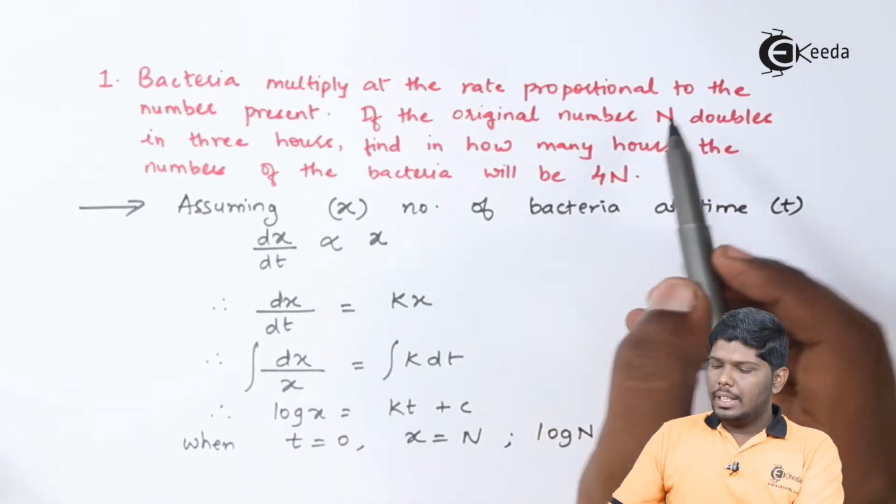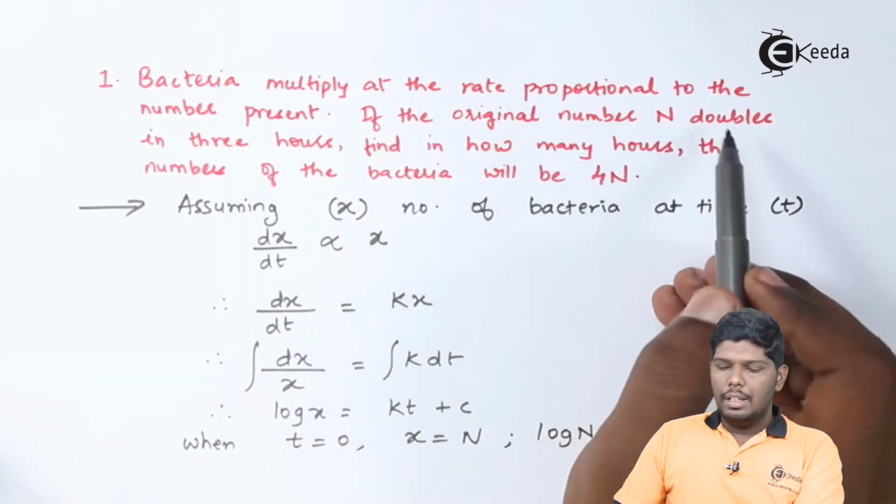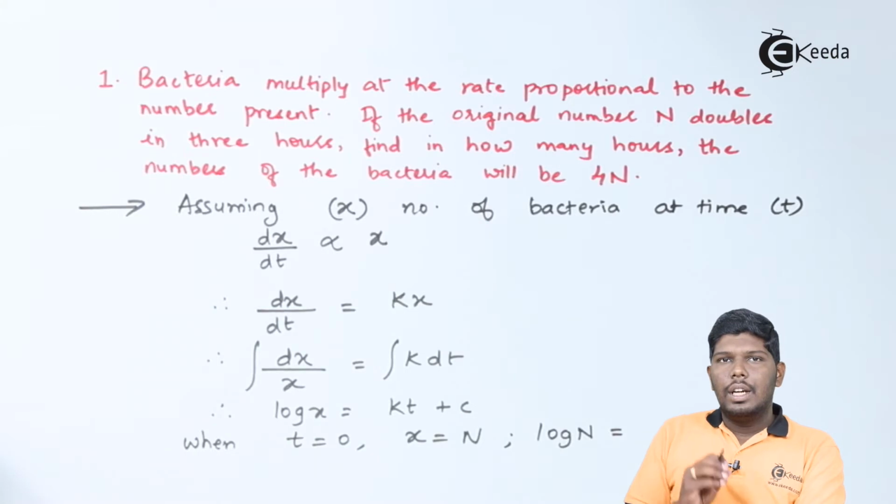The second information says the original number n doubles in 3 hours. The initial time was 0, at that time number of bacteria was n. After 3 hours, when t is 3 hours, the number of bacteria is doubled. Previously it was n, so now it will be 2n. If I say previously it was 100, now the double will be 200. Similarly, previously it was n, its double will be 2n.